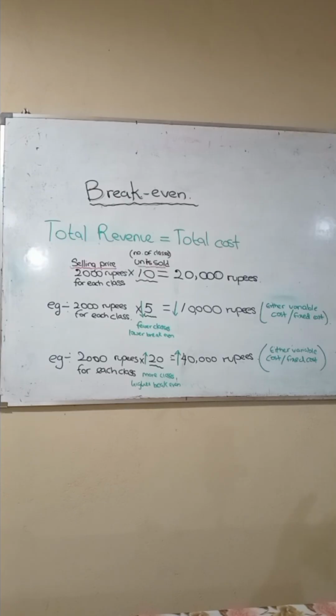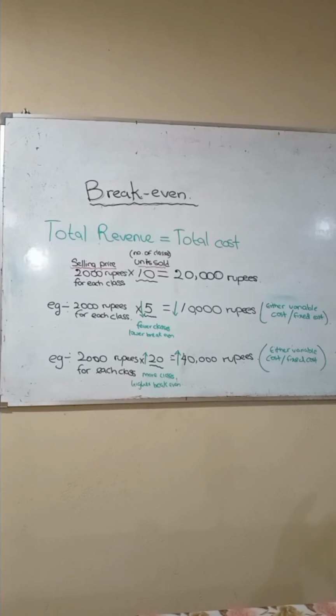So you can clearly see, fewer classes, and I have written I only have to do 5 classes each and every month in order to cover up my cost. So lower break-even level of output. That means I only have to produce, or in my case, I don't have to produce goods and services. I only have to conduct 5 classes every month to pay off my bills, which is 10,000 rupees.